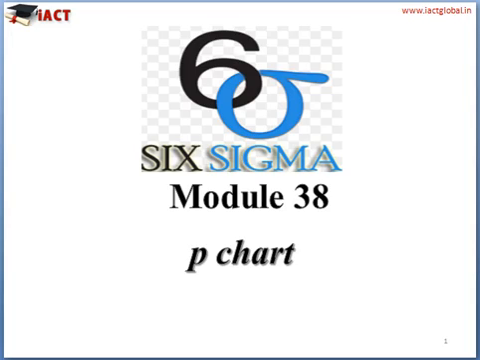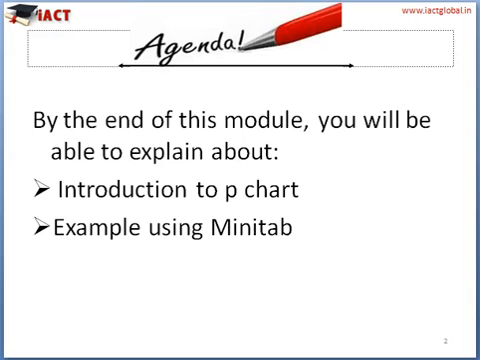Now we are going to learn about one of the parts of statistical process control, the control chart. Here we are going to learn about the P chart. To begin with, let's have a look at the agenda for today's module. By the end of this module, you'll be able to explain an introduction to the P chart and an example using Minitab for the creation of a P chart.